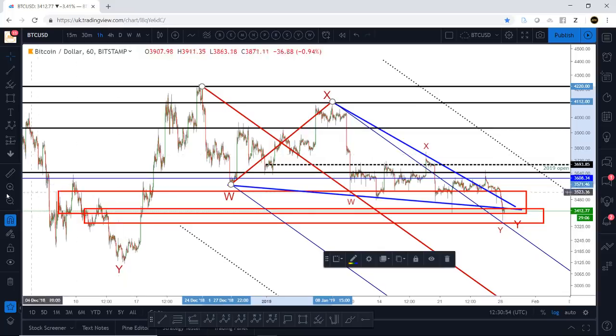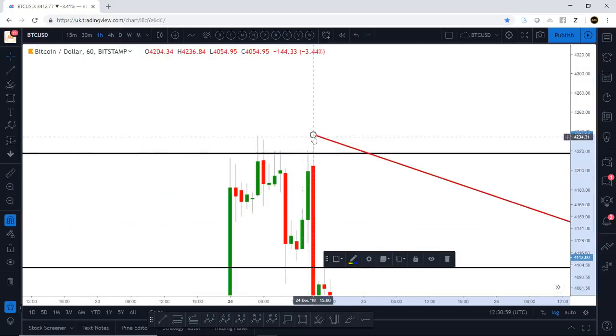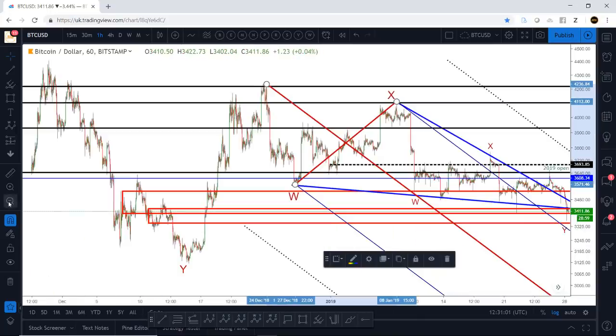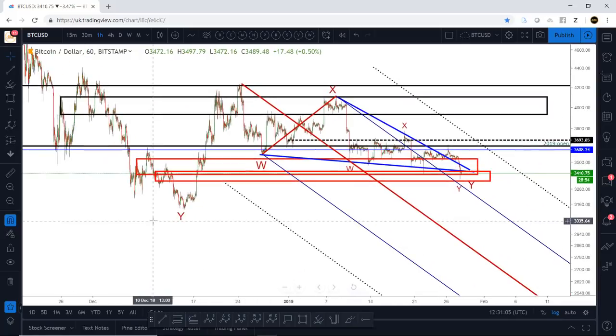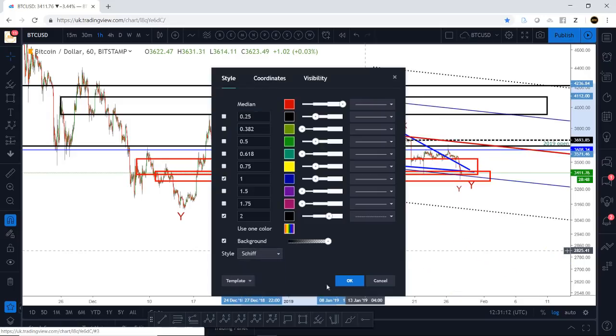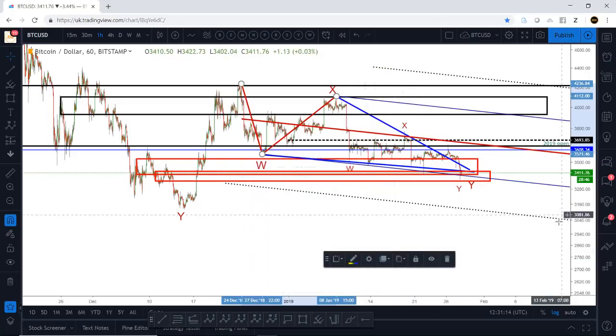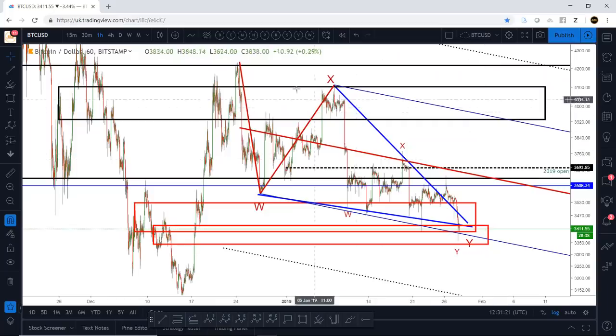Let's just zoom in, make sure that's where it should be, and zoom out again. And this is the original pitchfork, which we don't want to use because this is a corrective sequence, so it's better to use a shift pitchfork. Alright, now it's all getting very, very messy, but I don't want to start taking things off the chart, so we'll try and make sense of this here. So first pivot, second pivot, third pivot. Then you get your lines drawn for you.